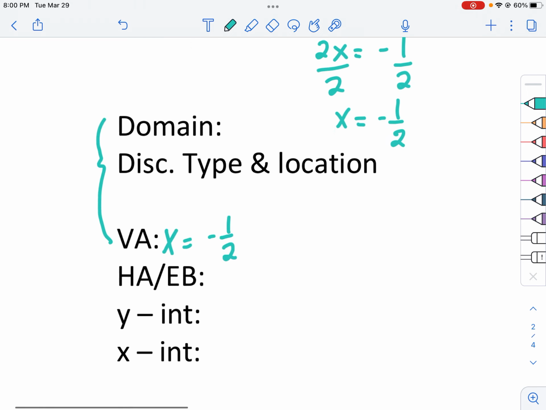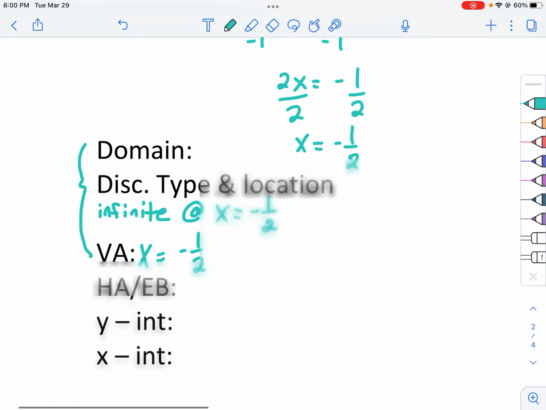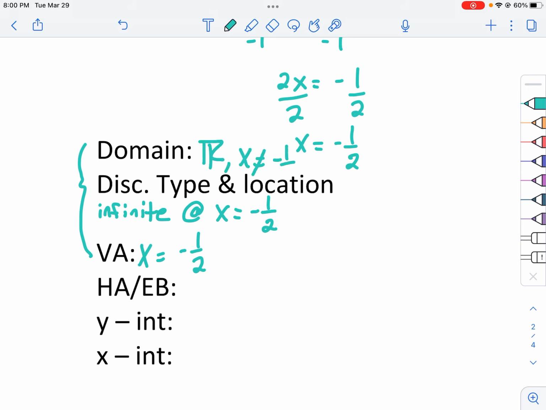This type of discontinuity, when there's a vertical asymptote, we call infinite discontinuity. And the location would be at x equals -1/2. And then the only restriction to the domain is that our x cannot be that value, -1/2, or we'd be dividing by 0. So we would say all real numbers, x cannot be -1/2. So just by setting the bottom equal to 0, we found all of that information out.